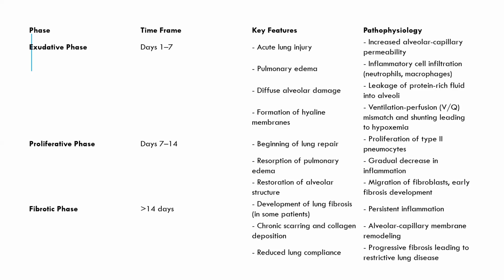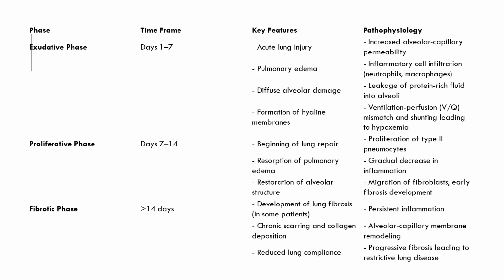And note that, like what we discussed, your AA gradient is important because it helps you to differentiate between hypoxia that is due to reduced FiO2, or hypoxia due to shunting. All right, in ARDS there's more of shunting taking place because of VQ mismatch. The proliferative phase takes about 7 to 14 days, and this is when you begin to see healing, lung repair, resorption of pulmonary edema, and a gradual decrease in inflammation.